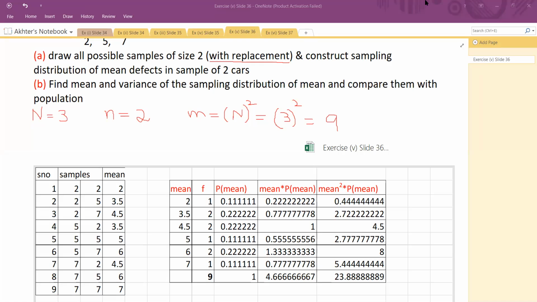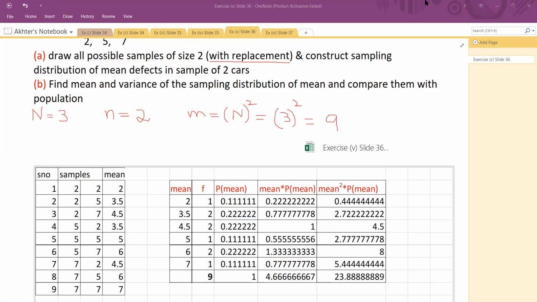Our population was based on three numbers. Those three numbers were 2, 5, and 7. These are the numbers in my population. Now I'm computing the mean of the population and the variance of the population directly by using the Excel functions. The mean can be computed by the formula of average, the average of these three numbers. The average is 4.66. So you can see that it is verified. The mean of the sampling distribution of mean is 4.66, and the mean of the population is again 4.66. So these two numbers are exactly verified, these two numbers are equal.